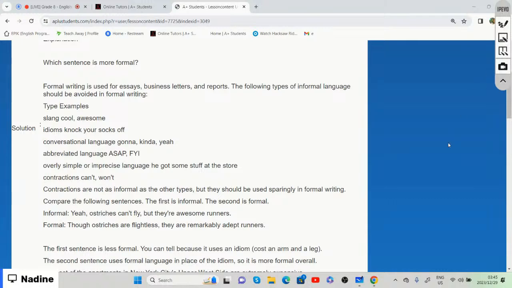And remember, you are going to be writing more and more formal writings such as essays specifically, right? When you go to ninth grade, 10th grade, and so on. And especially if you go to the university, you are definitely going to write a lot of essays. And all of these essays are going to have to be formal writing.